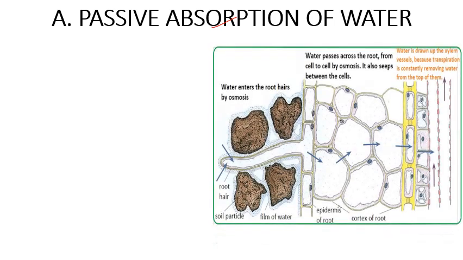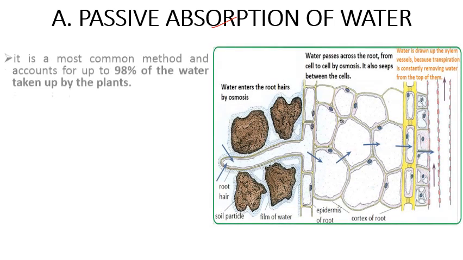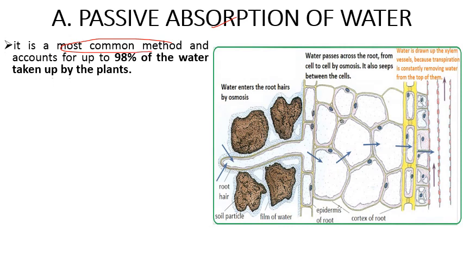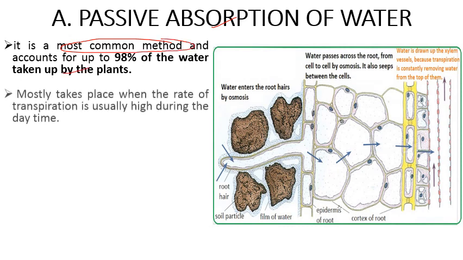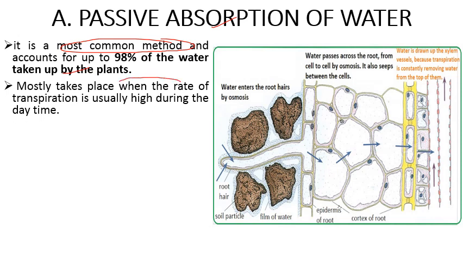Firstly, passive absorption of water. It means there is no expenditure of energy for water absorption, and 98% of water is absorbed through this passive absorption. So it is the most common method and accounts for about 98% of water which is taken up by the plants. It mostly takes place when the rate of transpiration is high, usually during the daytime. And there are some evidences for passive absorption which support this view.